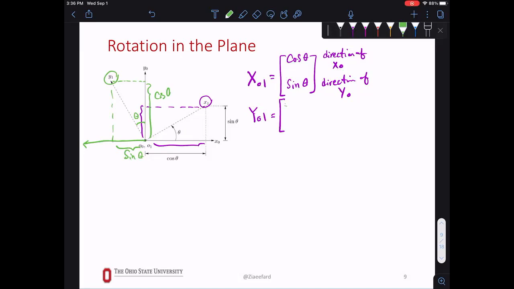What is it? Negative sine of theta. So part of this way, right? Obviously your projection is negative. The negative sine of theta. That's what I have said. Right.